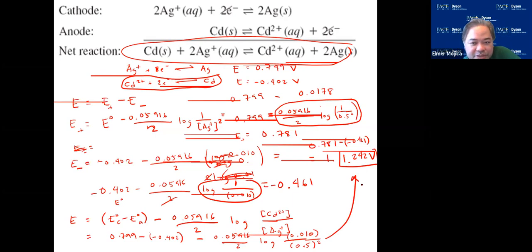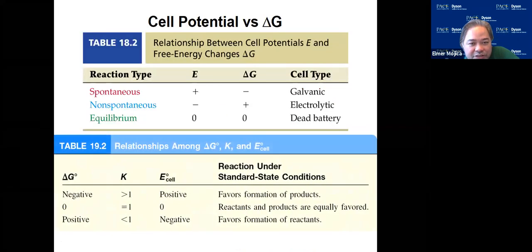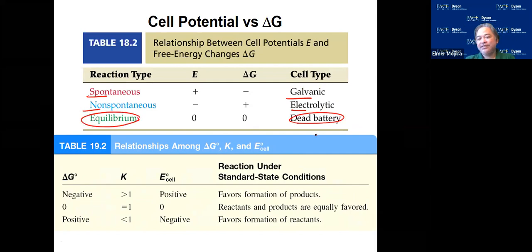So the remaining stuff that we have here is just more calculations: how the cell potential is related to your delta G. I took it directly from my Gen Chem 2 notes. If you have a galvanic cell, it's spontaneous in nature. If it's an electrolytic cell, it's non-spontaneous. If your system is at equilibrium, you have a dead battery.